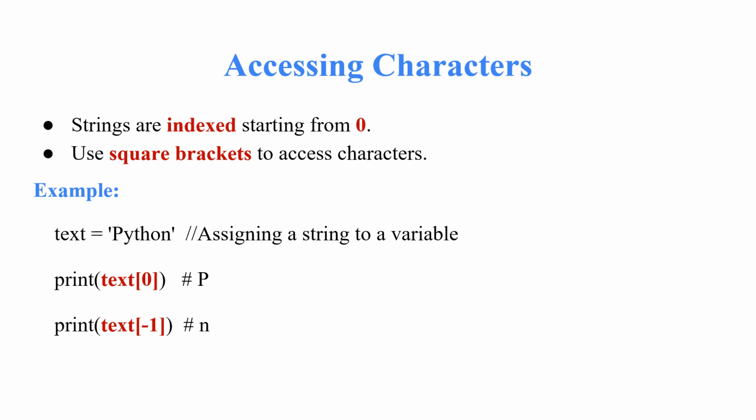Next, we'll discuss accessing the characters inside a string. Generally, strings are indexed starting from 0, so we can use square brackets to access the characters inside a string. Now let us understand this with a simple example. Here we have a string called Python. If I access text[0], it prints the element at position 0, that is P. When I print text[-1], it prints the last element, that is n. So negative indexing is always supported by Python.